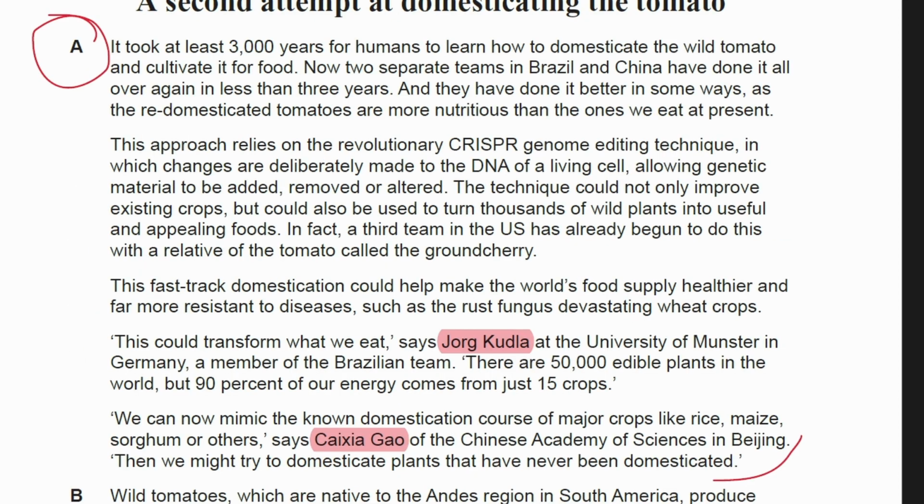In our first section, we have Yok Kudla and Gao. And in the second last paragraph, it says we are using 15 crops out of 50,000 edible crops. That is a small proportion.